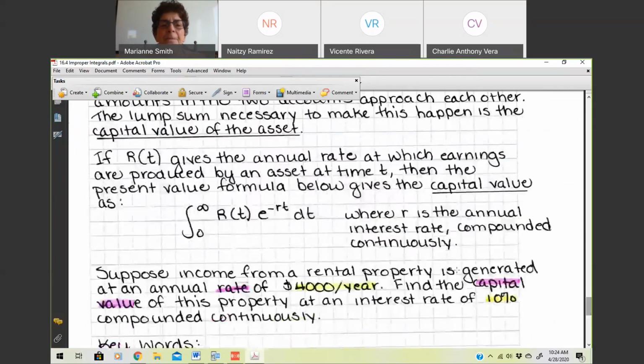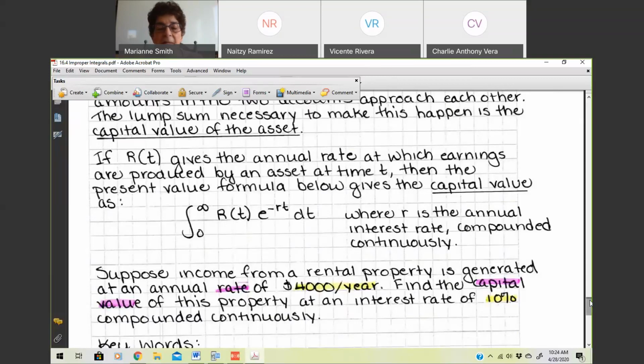Here's an example. If R of t is the rate at which earnings are produced by your asset at time t, then this, which you might recognize as our present value formula, gives you the capital value of your asset. So here's the rate of money flow generated by the asset, and the e to the minus rt, r is going to be the annual interest rate that you would invest your lump sum at, compounded continuously. Remember, this comes from continuous compounding.